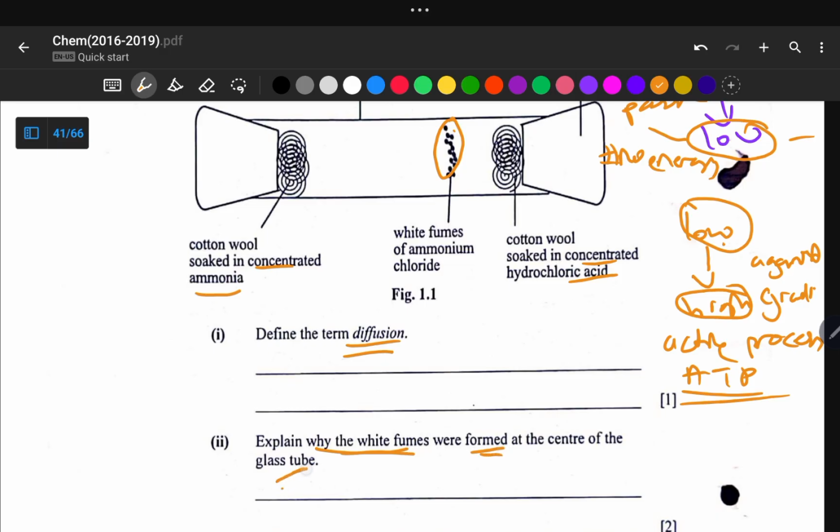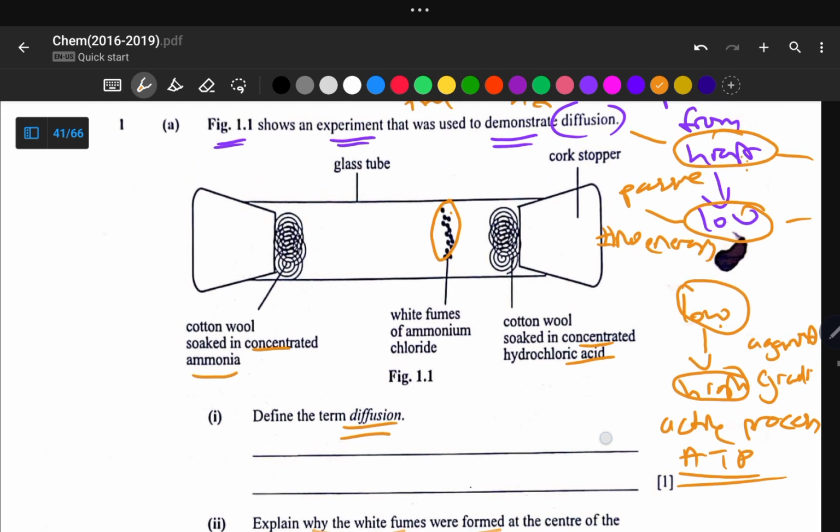So the question says, explain why the white fumes were formed at the position shown in the glass tube. Why were they formed there? They are not supposed to be at the center, right? They are not supposed to be at the center, because we have what we call Graham's law of diffusion.